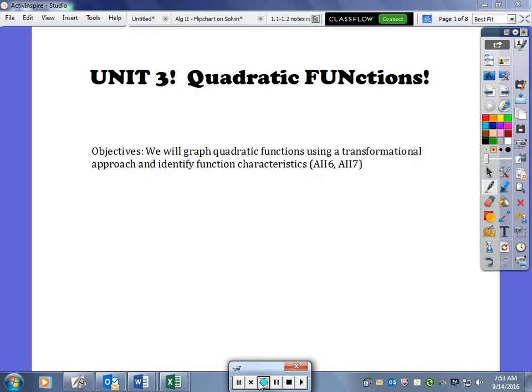Hello everybody and welcome to our first lesson in Unit 3, Quadratic Functions. Our objectives for today are we will graph quadratic functions using a transformational approach and identify function characteristics. So let's get started.